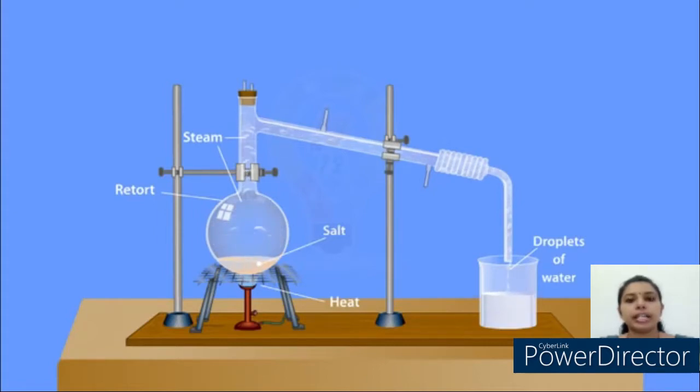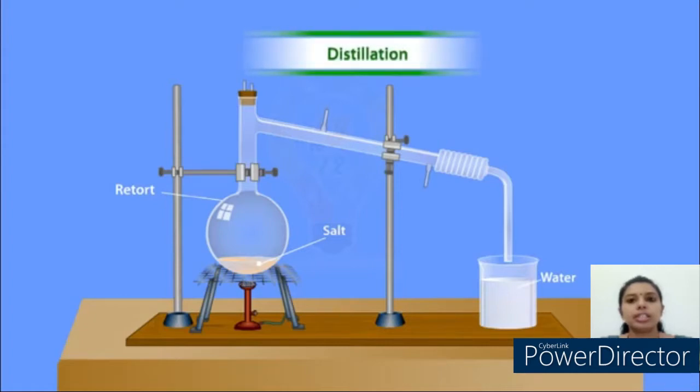The steam condenses and reaches the beaker, and the salt is left behind in the flask. The water thus collected does not have the taste of salt. It's pure and is called distilled water.